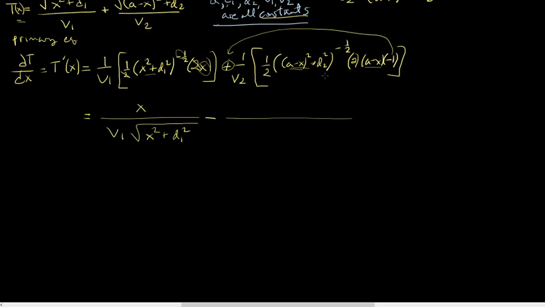The numerator here is just a minus x. Oh, the 2's cancel. And so the numerator is a minus x. And the denominator is just v2 times the square root of everything in the parentheses here, a minus x squared plus d2 squared. Okay, so that's the derivative, T prime of x. And to find the critical numbers, we set this equal to 0 and solve for x.